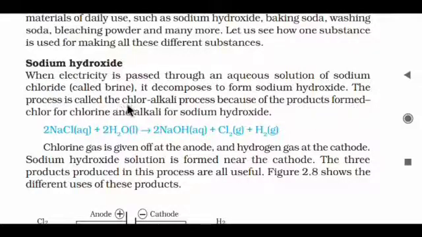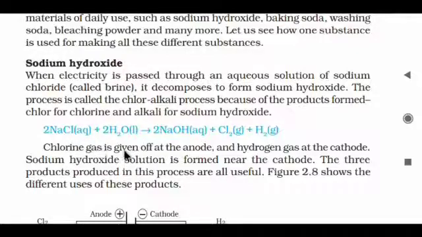The process is called the chlor-alkali process because of the products formed: chlor for chlorine and alkali for sodium hydroxide. This process is known as the chlor-alkali process. If in the exam you are asked to write the chlor-alkali process, then you have to write this process and why it is named. So chlor means chlorine and alkali means basic, and here our basic product is NaOH. That's why it is the chlor-alkali process. Chlorine is also formed, and NaOH, the sodium hydroxide, will form in the process from brine water.